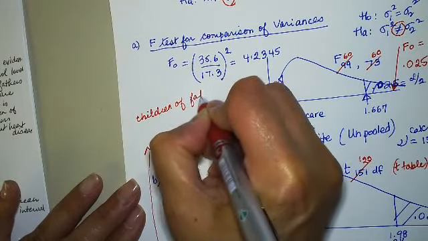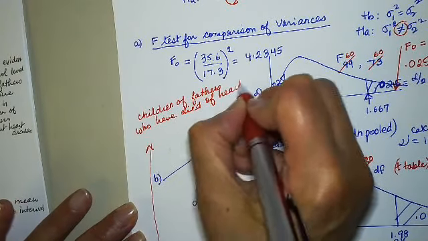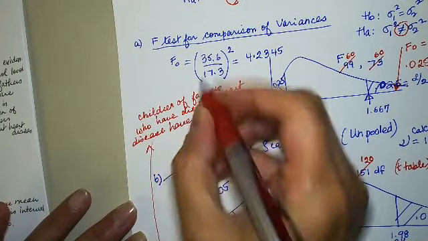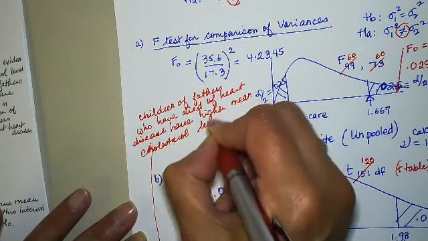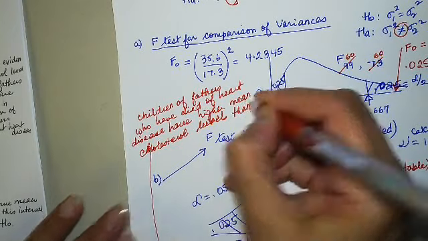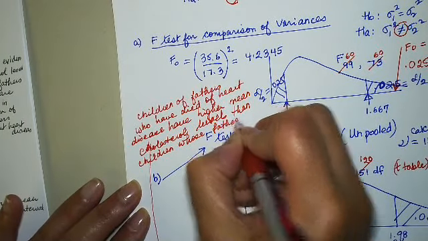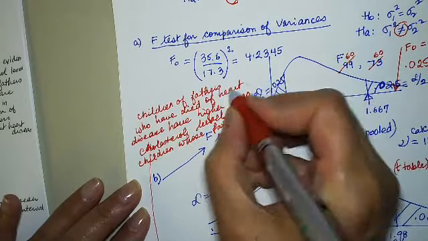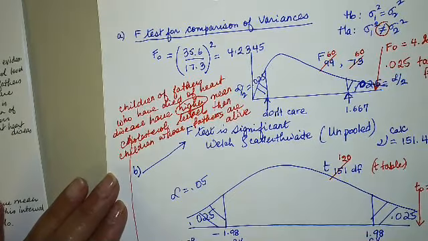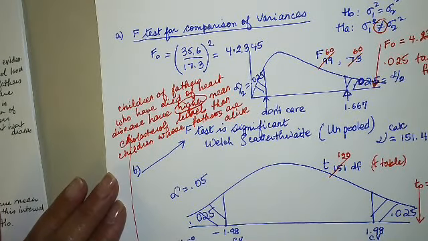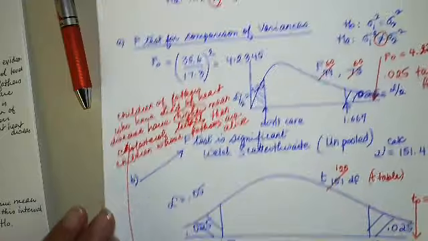So this is saying that children of fathers who have died of heart disease have higher mean cholesterol levels than children whose fathers are alive. Follow me? Mu x greater than mu y.